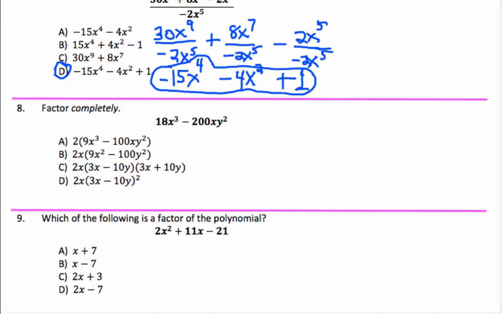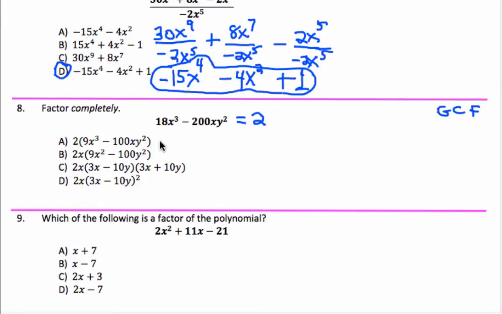Problem number 8 asks you to factor completely. That usually suggests in these problems that you're going to have to factor more than once. Okay, so the first step when you're factoring is to see whether there's a GCF, a greatest common factor. That's what you want to look for first. And you look at the numbers, the coefficients. What's the largest number that divides evenly into 18 and also into 200? That will be 2.